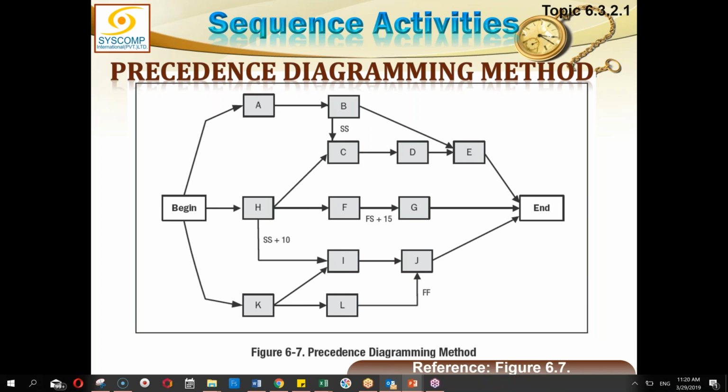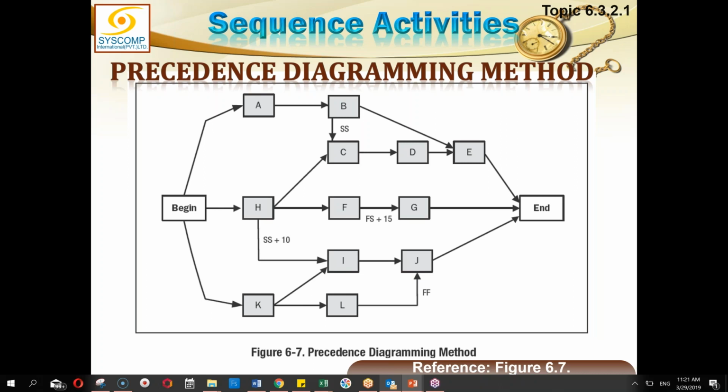We can also show leads and lags alongside these relationships. Like between F and G, the relationship is finish to start, yes, but with a lag of 15 days. After the finish of F activity, we must wait for another 15 days to start G activity. So G activity cannot be started earlier than that. This is called FS plus 15. Plus means lag, minus means lead. So there is a lag. Because there is a lag, it is fair to show the full phrase, write the finish to start, which otherwise we did not write because it was default. But because here there is a lead or lag, it would be a good practice if I write FS plus 15.